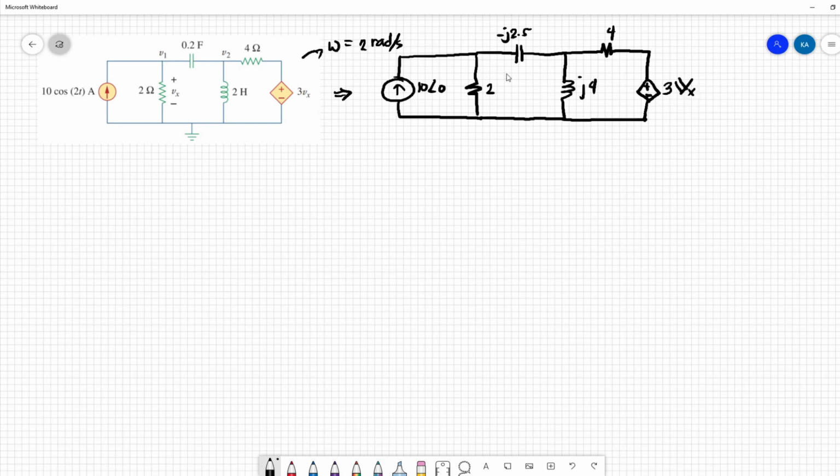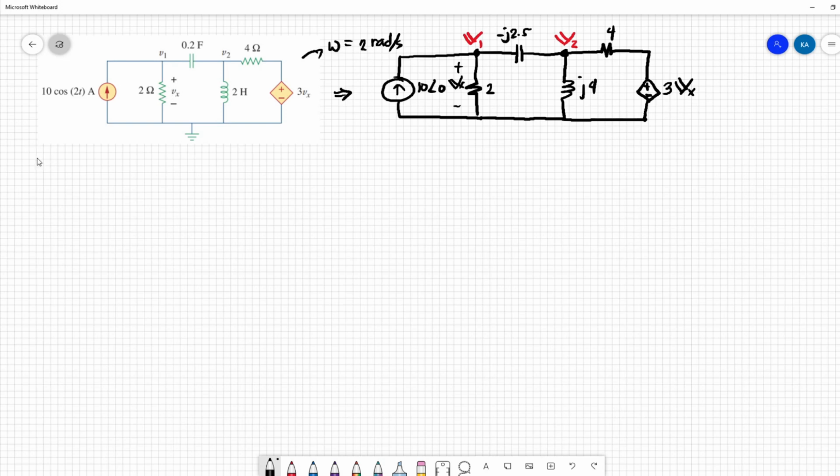Vx. This is our Vx right here. And we have node voltages. We have V1, then V2. Now for this problem, we need to get the expressions for the node voltages V1 and V2 in time domain.